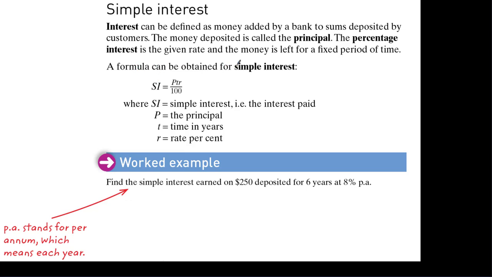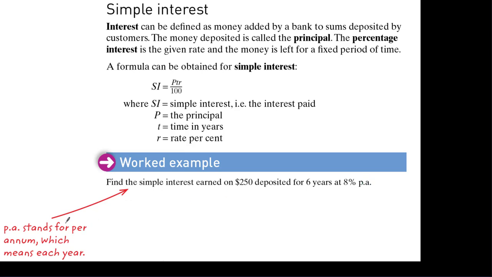A formula can be obtained for the simple interest. Simple interest is principal times time times rate divided by 100. This is the simple interest formula. So, find the simple interest earned on a $250 deposit for 6 years at 8% p.a.